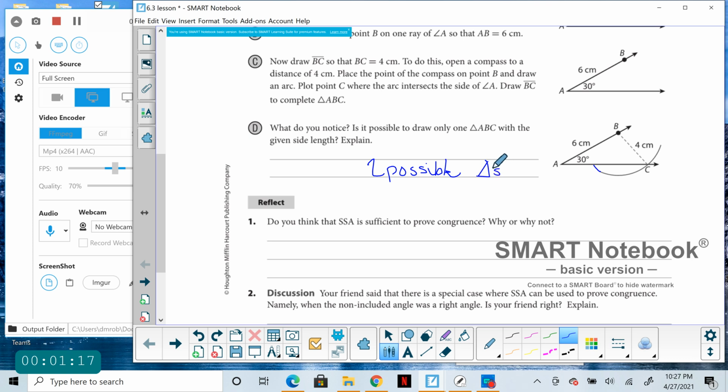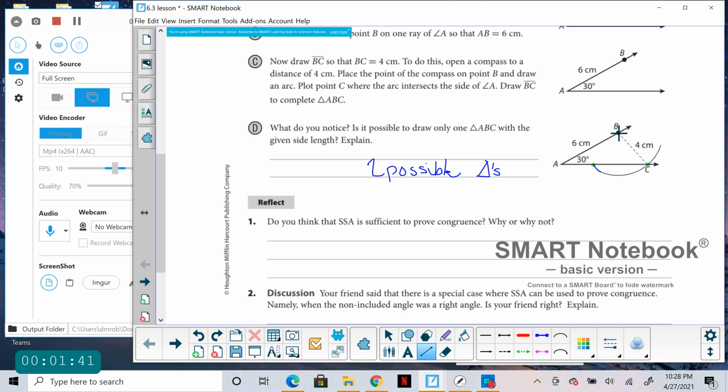triangles. So if you look, it's going to touch the triangle here and it's going to touch the triangle here. So we have the possibility of 2 triangles. That 4 centimeter line BC could either go from B to C where it is there, dotted, or it could go here. So we could either have a triangle where B is the big angle and it's obtuse, or we could have it be the smaller angle where it's acute.